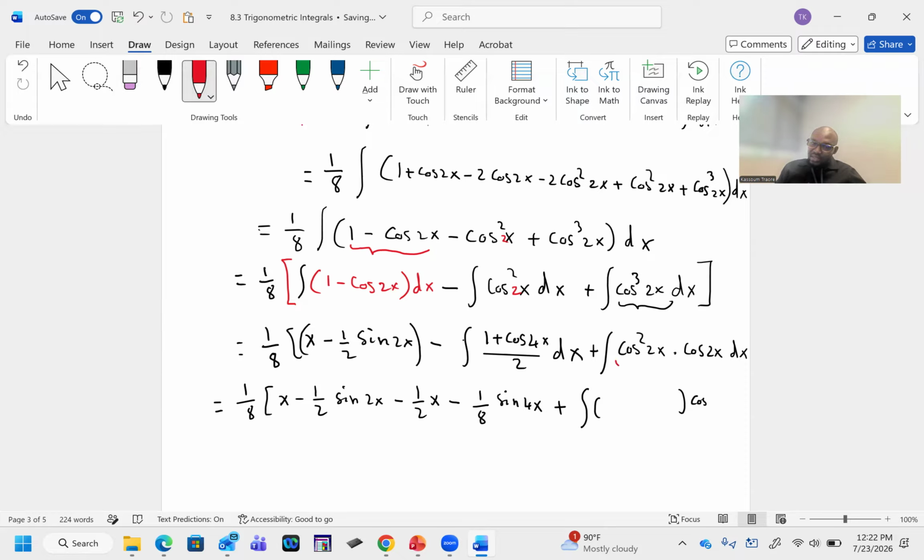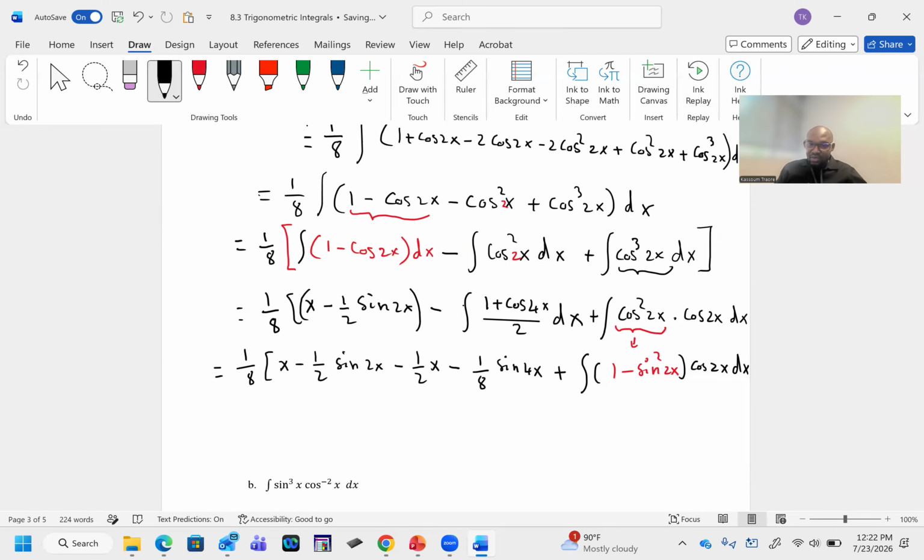So this is 1 minus sine square of 2x, right? Cosine square of 2x is 1 minus sine square of 2x. So times this cosine of 2x dx. So I'm going to use the u substitution for this part.